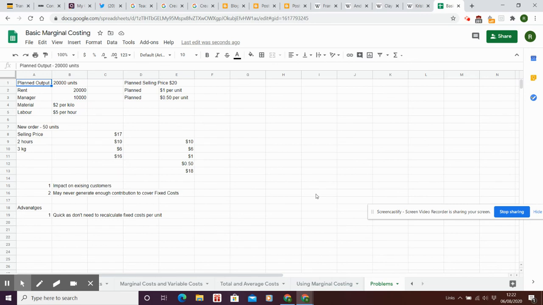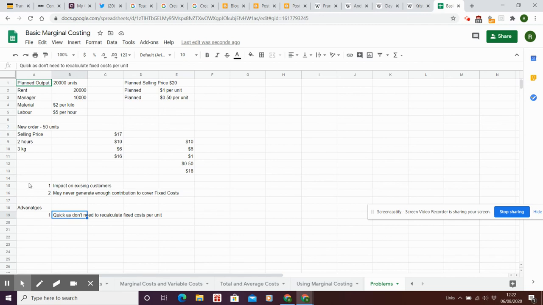Okay, so there are problems with marginal costing. Things that we need to consider, for example, is there going to be an impact on existing customers? If all my existing customers who are purchasing goods at the planned selling price of $20 find out that we're selling to some people for only $17, are they going to accept the same prices? Will we ever generate enough contribution to cover all of our fixed costs? We'll cover some more advantages and disadvantages.